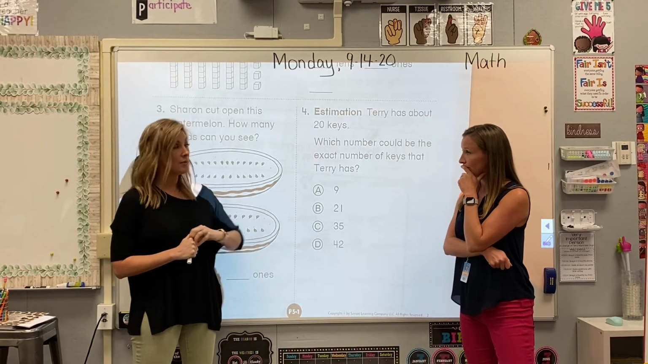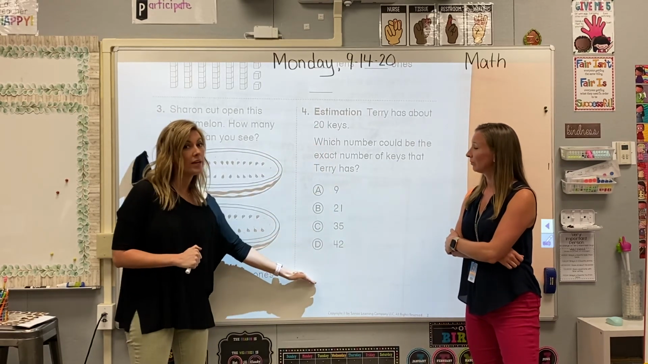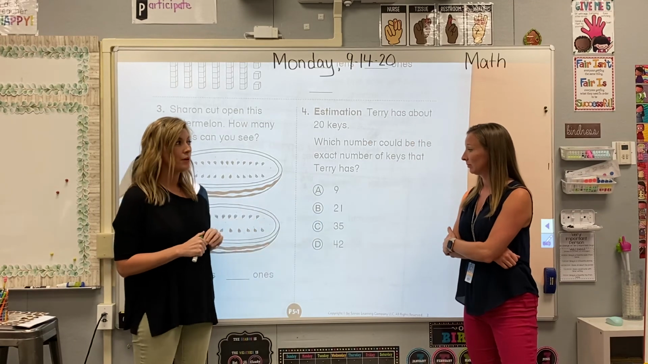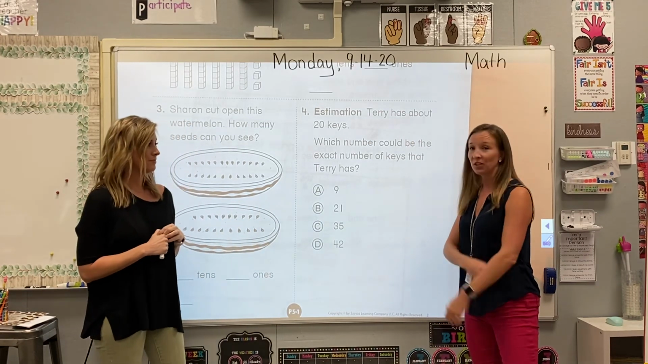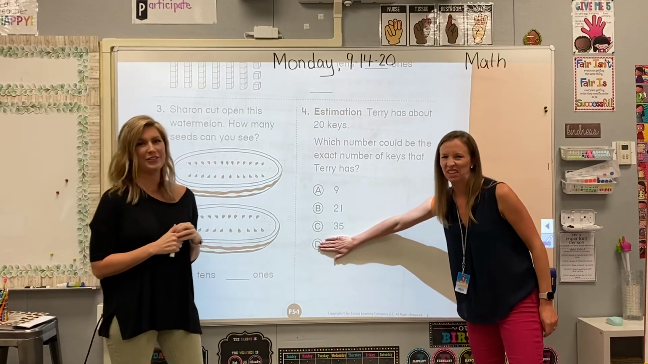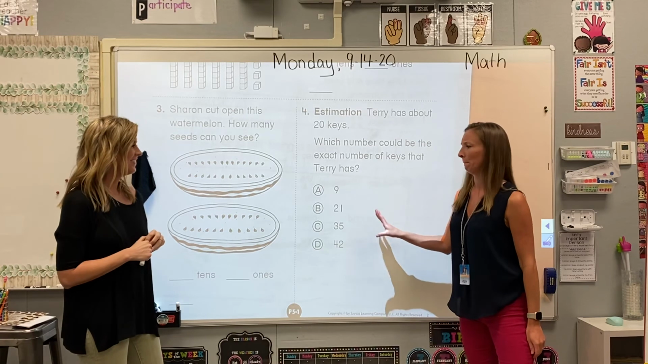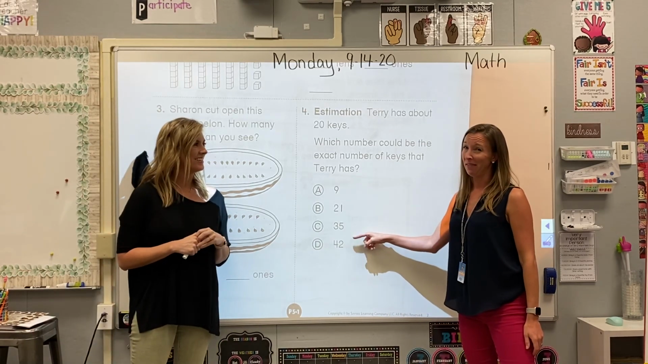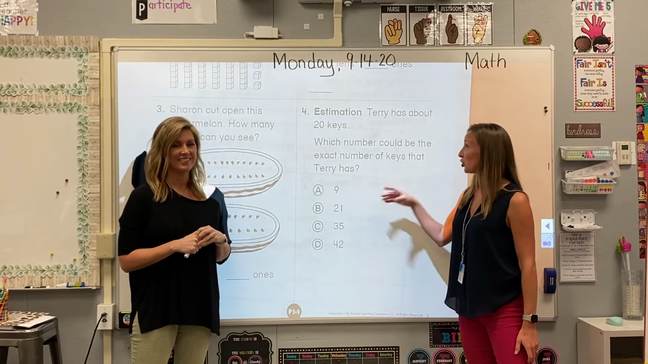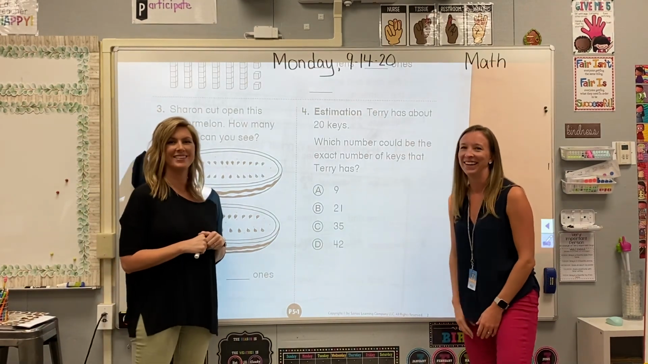So if our estimation is 20, and I'm looking for a number that's as close to 20 as I can get, I'm pretty sure they're going to be able to figure out which one is the correct number. I'll give you a hint. It's not 42. It's not that one either, so good luck. Pick maybe B or C as your answer, and then from there, the one that's closest to 20 will probably get you the right answer. Yeah, I think you can do it.